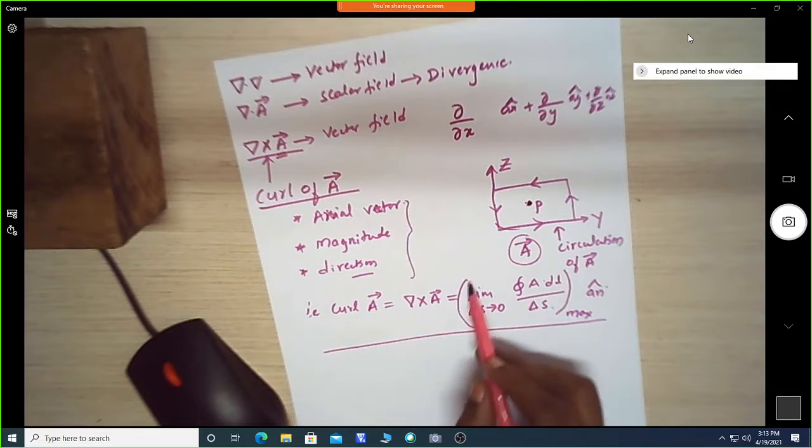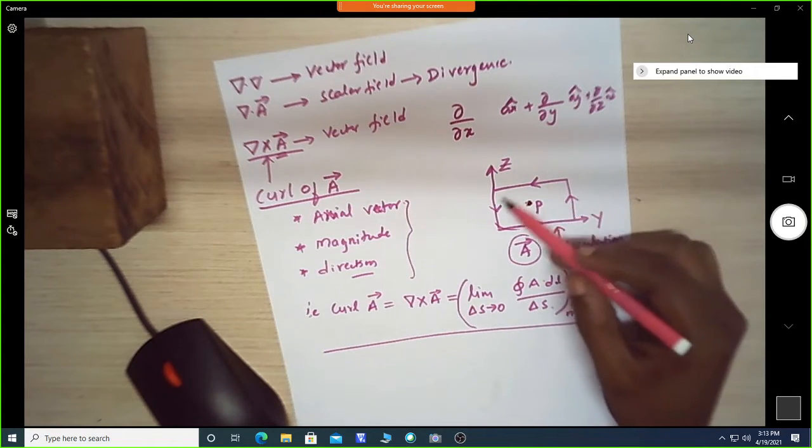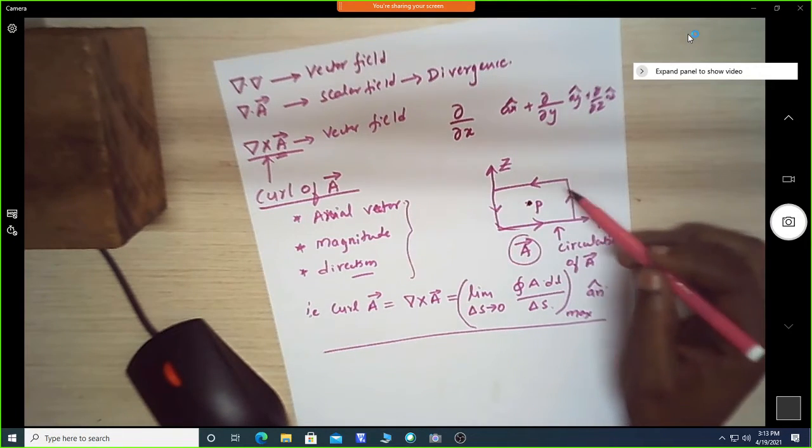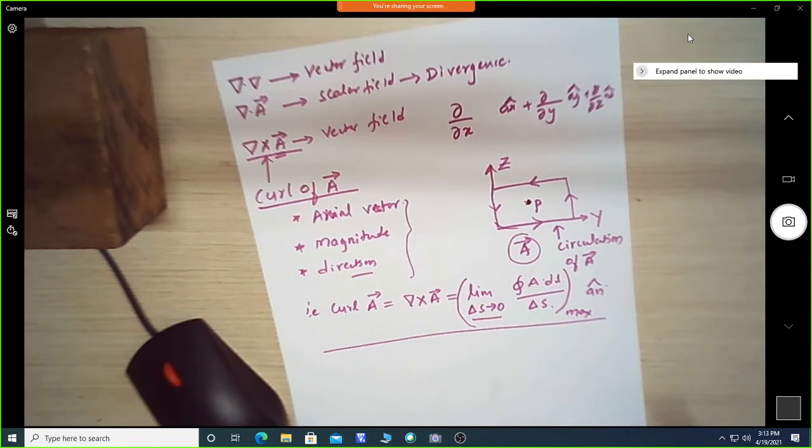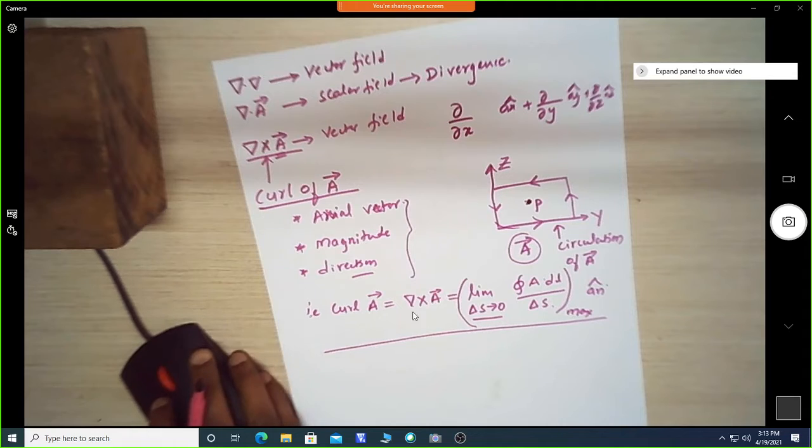And this is the maximum circulation, whose magnitude is the maximum circulation per unit area when the area tends to 0. So is it understood? Any doubt in this definition?